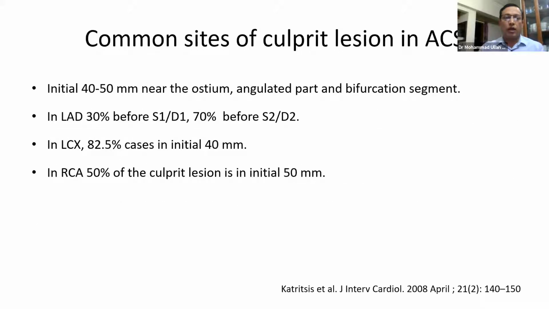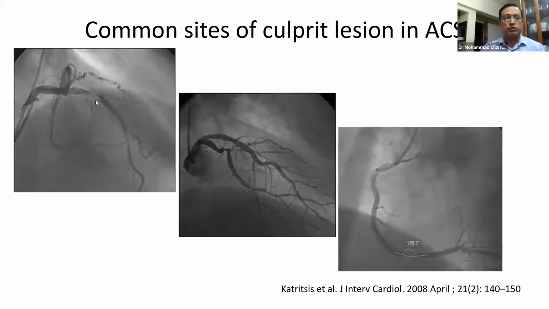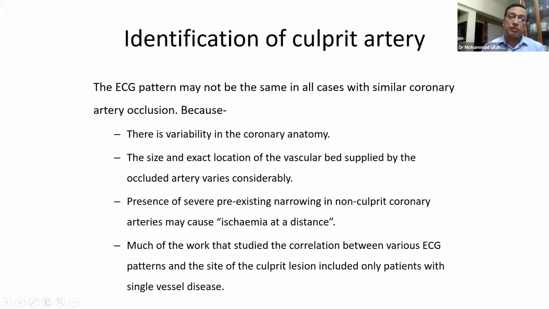The common site of culprit lesion in acute coronary syndrome is in the proximal part of the arteries like LAD, LCX, and RCA, at the site of bifurcation, and at the site of angulation, like this. The proximal part of the artery, the angulated part of the artery, at the angle part of the artery. We know everything about it.